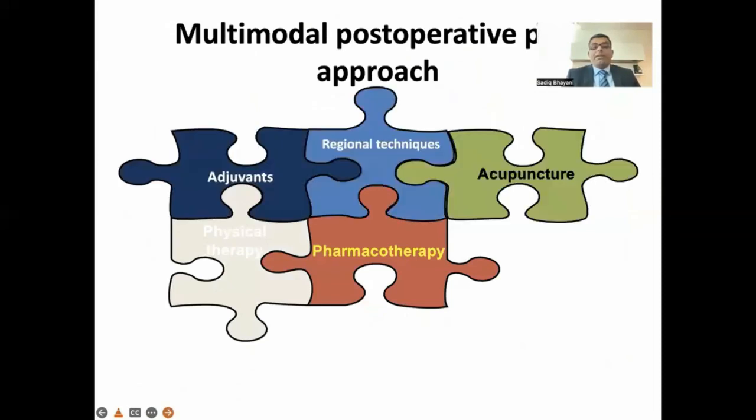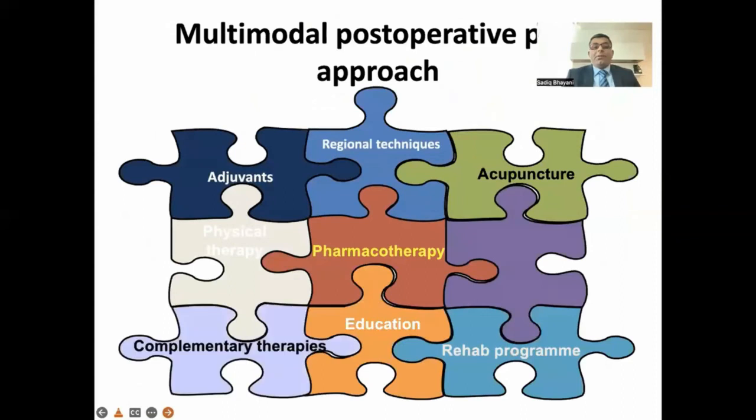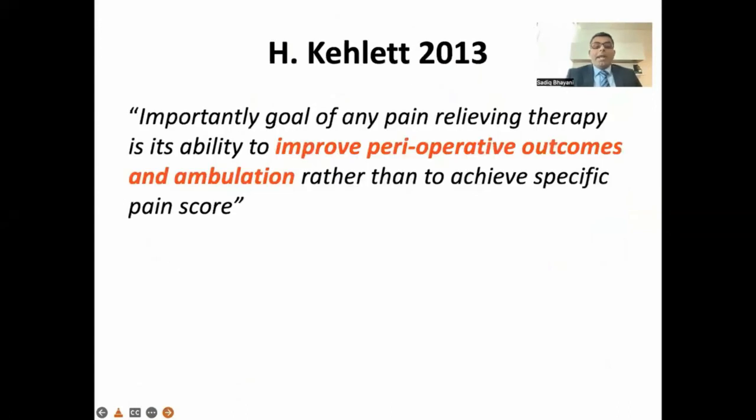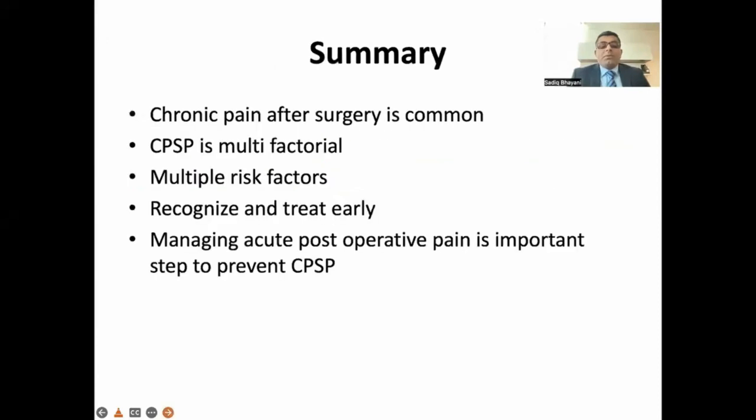So it's like a jigsaw puzzle, and we have many pieces, and we want to put everything together, including pharmacotherapy, physical therapy, additional techniques, rehabilitation program, complementary therapies. All may play an important role in the management of acute post-operative pain, and then reducing the chronicity of pain or chronic post-surgical pain. This was a very important statement made by Henry Kehlet back in 2013: the important goal of any pain relieving therapy is its ability to improve perioperative outcomes in ambulation rather than to achieve specific pain scores. So don't look at the pain score, look at other areas, such as is the patient able to sleep better, is the patient able to mobilize better.